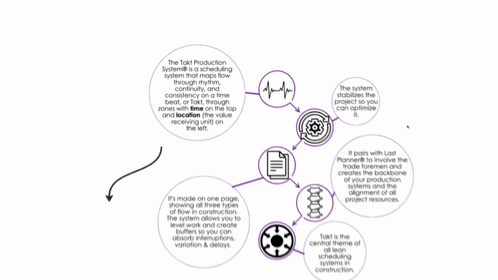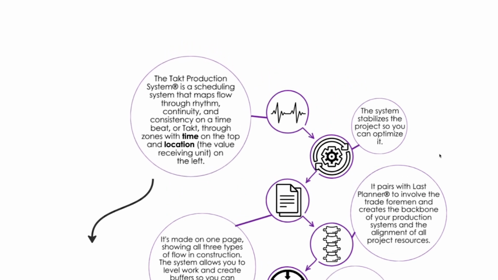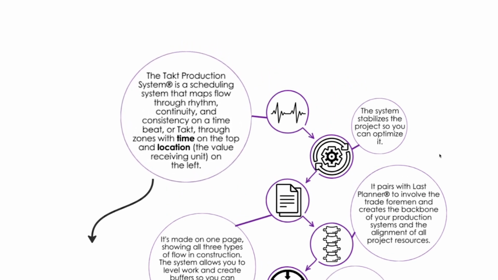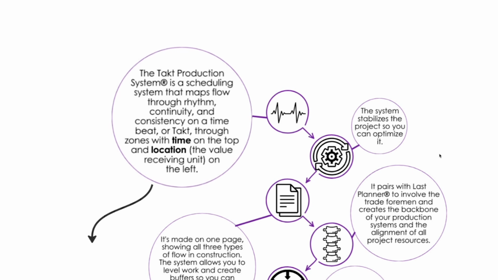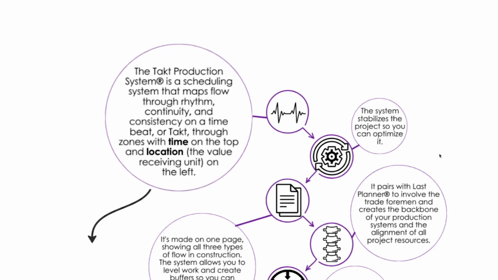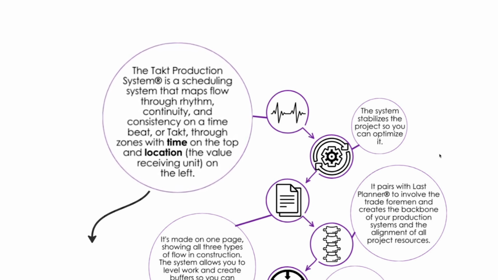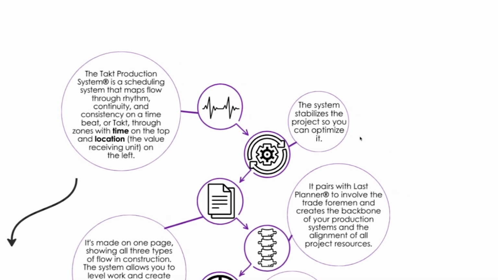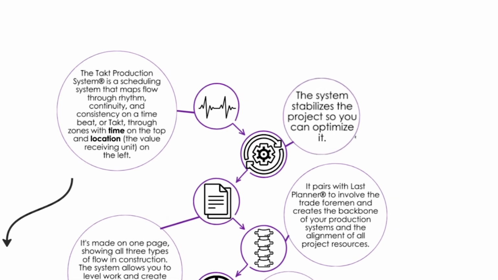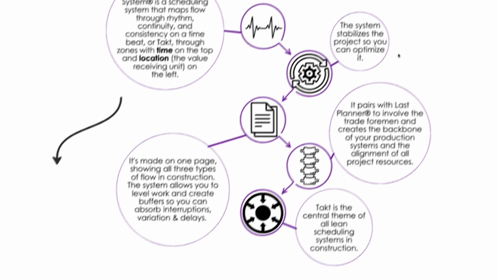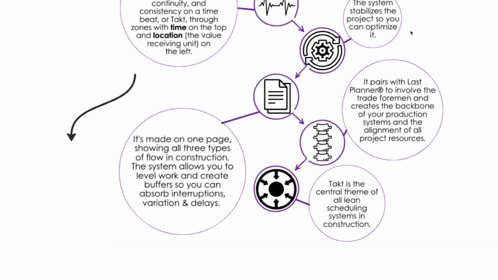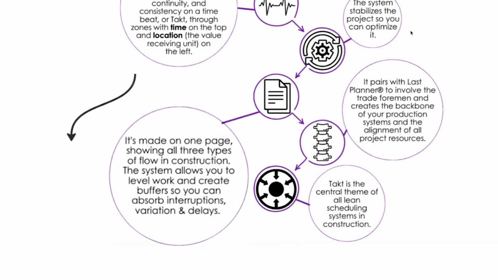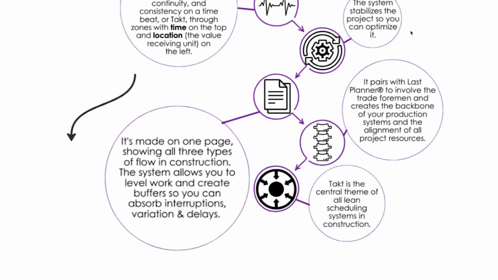Takt is a scheduling system that maps flow through rhythm, continuity, and consistency on a time beat or takt, through zones with time on the top and location or the value receiving unit on the left. The system stabilizes the project so you can optimize it. It's made on one page, which is key. We can't overlook that. Everybody can see it, showing all three types of flow in construction.